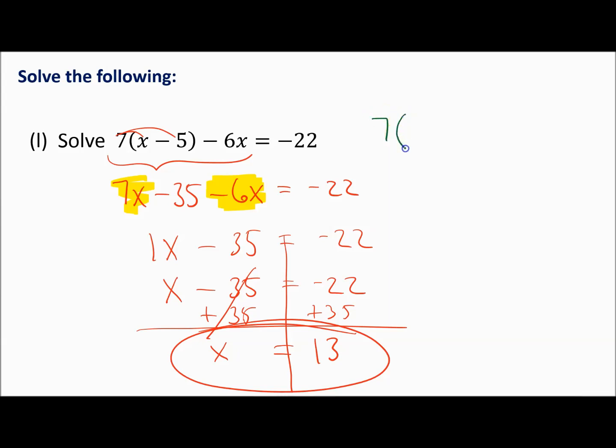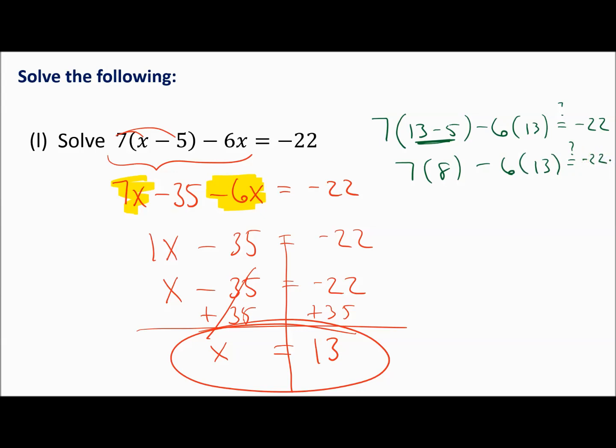That's 7 times 13 minus 5, minus 6 times 13. Is that really equal to negative 22? That's the question. Now here you do not have to use the distributive property because we know what 13 minus 5 is. That's 8. And then 6 times 13, still looking to see if that's negative 22. Now feel free to use your calculator here, y'all.